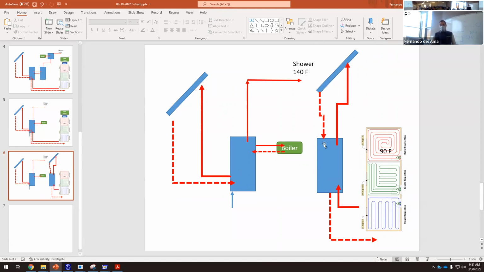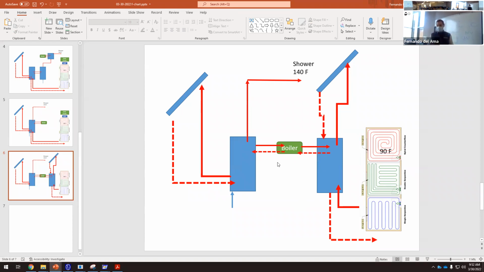And what if I don't have enough energy, because I don't want a heat pump here, I just want the radiant floor? What if the temperature is not enough? Okay, I can connect this boiler to this tank. So I think this is what I would do.